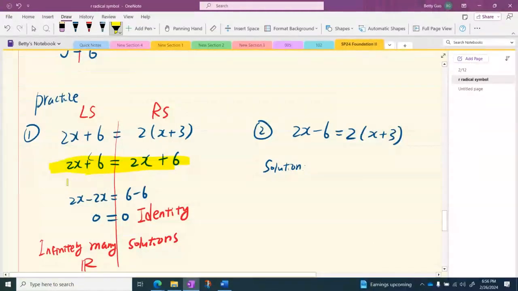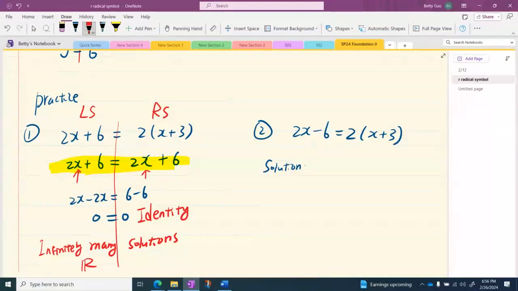That means no matter what x equals, x could be 1, and the left side equals the right side. x could be 0. When x equals 0, the left side still equals the right side. But not just 1 and 0. Any other numbers, if you let x be a million, the left side still equals the right side, because the left side and the right side are exactly the same. 2x plus 6 on the left, 2x plus 6 on the right. So no matter what x equals, the left side always equals the right side. So any real numbers would satisfy this equation.